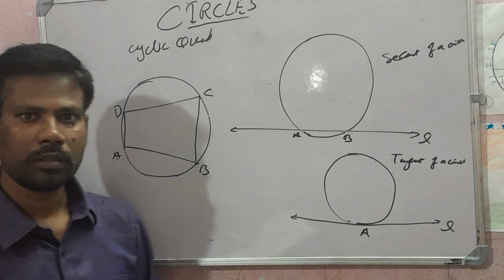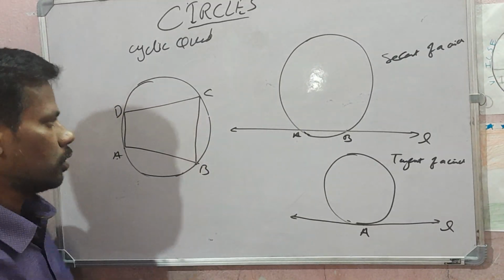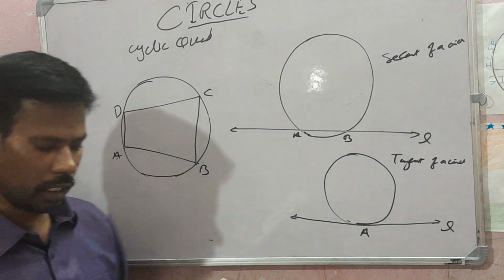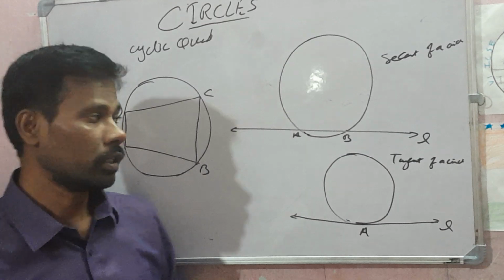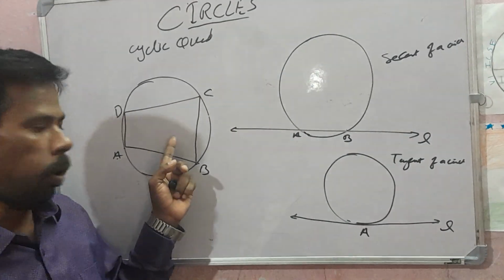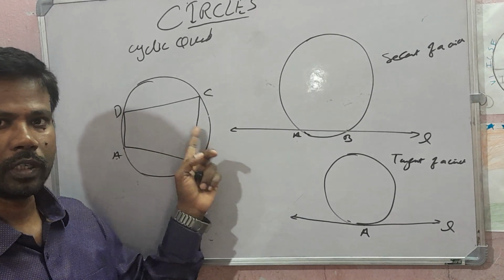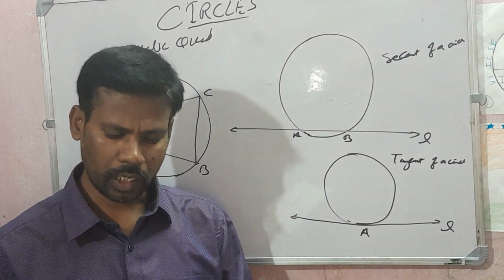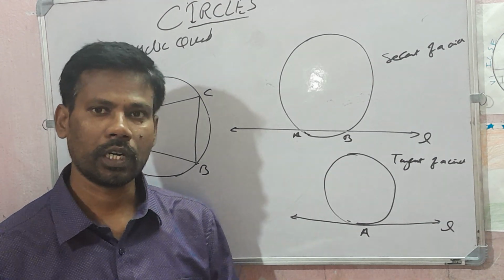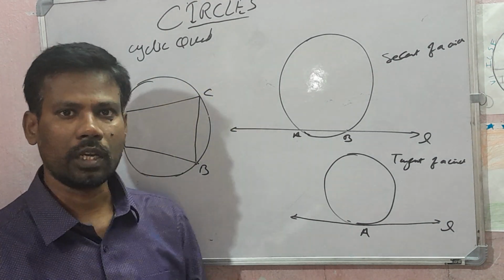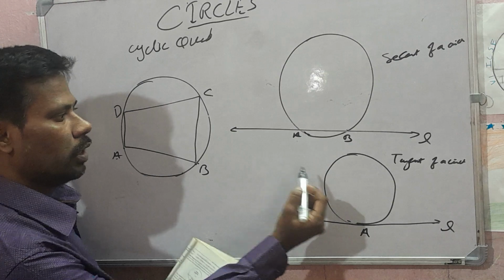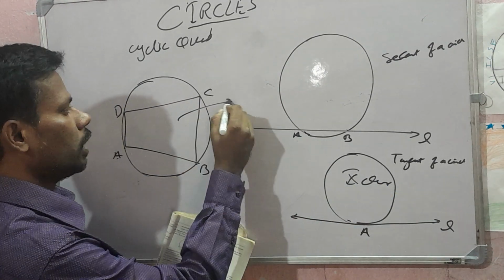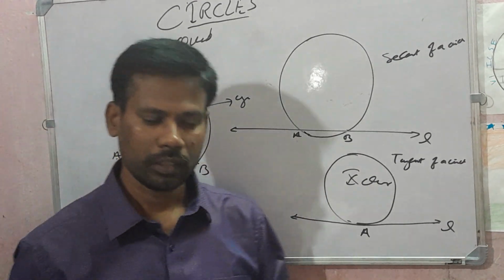Cyclic quadrilateral means if all the 4 vertices of a quadrilateral lie on the circle, then it is called a cyclic quadrilateral. What is a cyclic quadrilateral? A quadrilateral whose vertices lie on the circle is called a cyclic quadrilateral. Next, in 10th class we mainly have tangents of a circle and cyclic quadrilaterals.